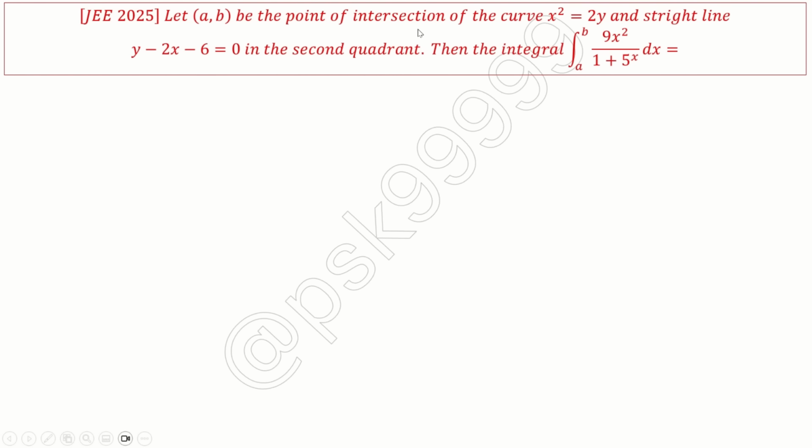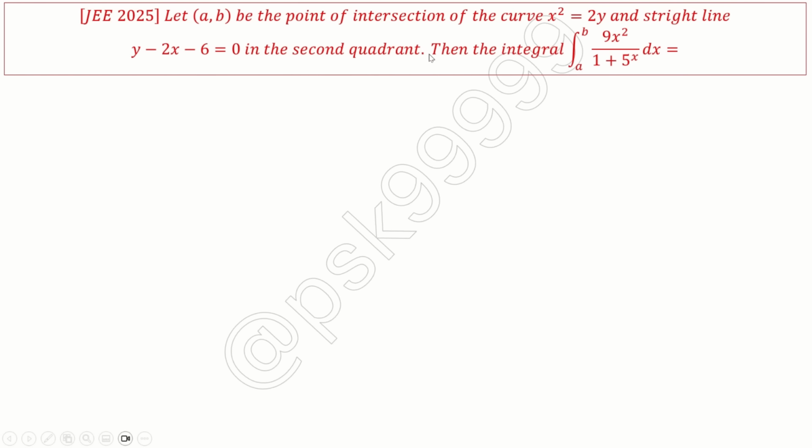Let (a, b) be the point of intersection of the curve x square equal to 2y and the straight line y minus 2x minus 6 equal to 0 in the second quadrant. Okay, this is important. Then the integration from a to b of 9x square by 1 plus 5 to the power of x dx equal to how much?